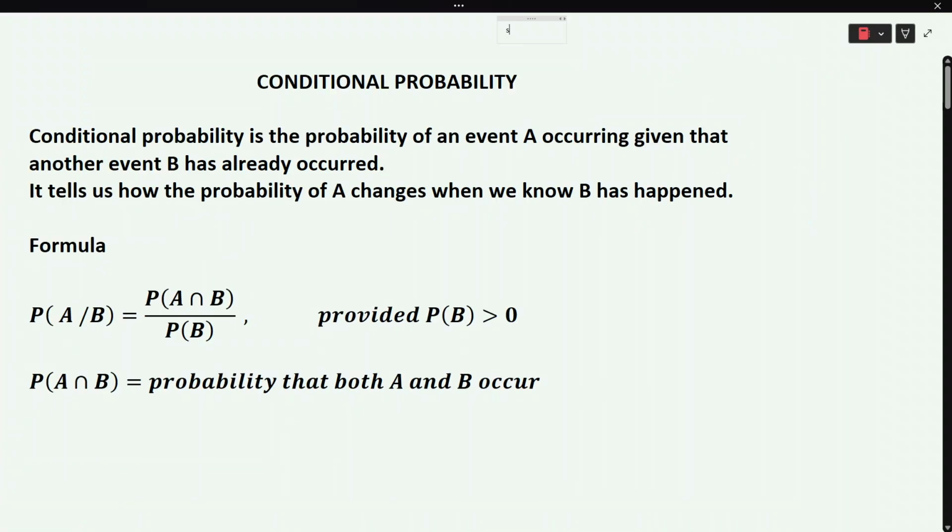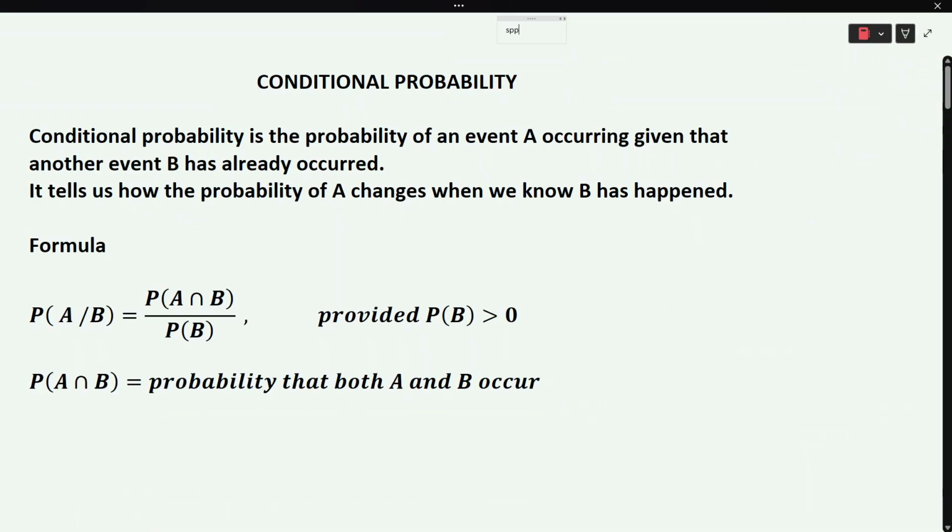The main focus will be conditional probability. What is conditional probability? It is the probability of an event A occurring, given that another event B has already occurred. It also tells us how the probability of A changes when we know that B has occurred.